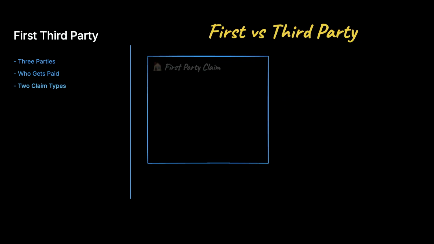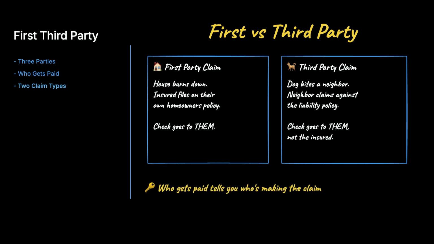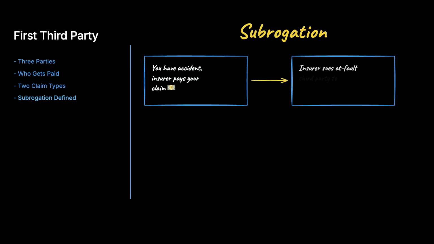Picture two situations side by side. In the first, your insured's house burns down and they file on their own homeowner's policy. That's a first-party property claim and the check goes to them. In the second, your insured's dog bites a neighbor who claims against the liability policy. That's third party.